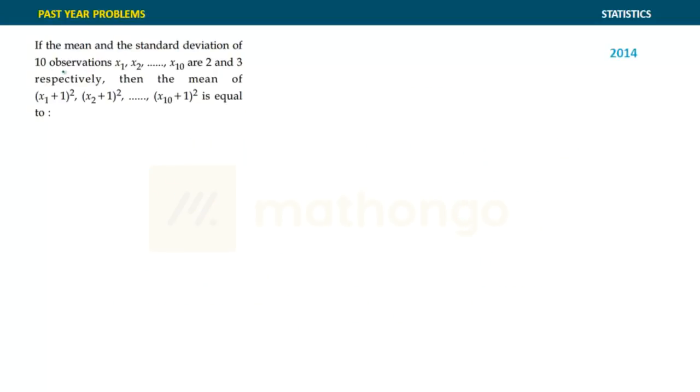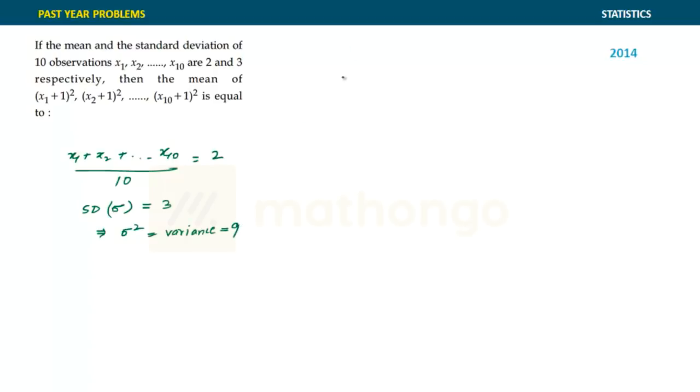Let's take the next problem, which appeared in 2014. It says the mean of 10 observations, let's say x1, x2 till x10, divided by 10, is given to be 2. The standard deviation, that is sigma, is given to be 3. So if sigma is 3, sigma square, that is the variance, will be 9.